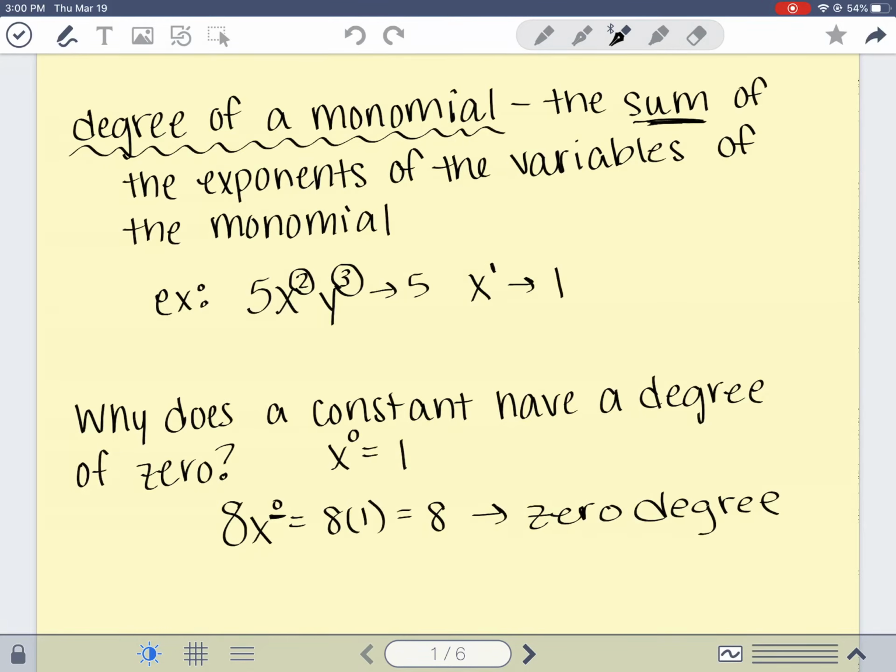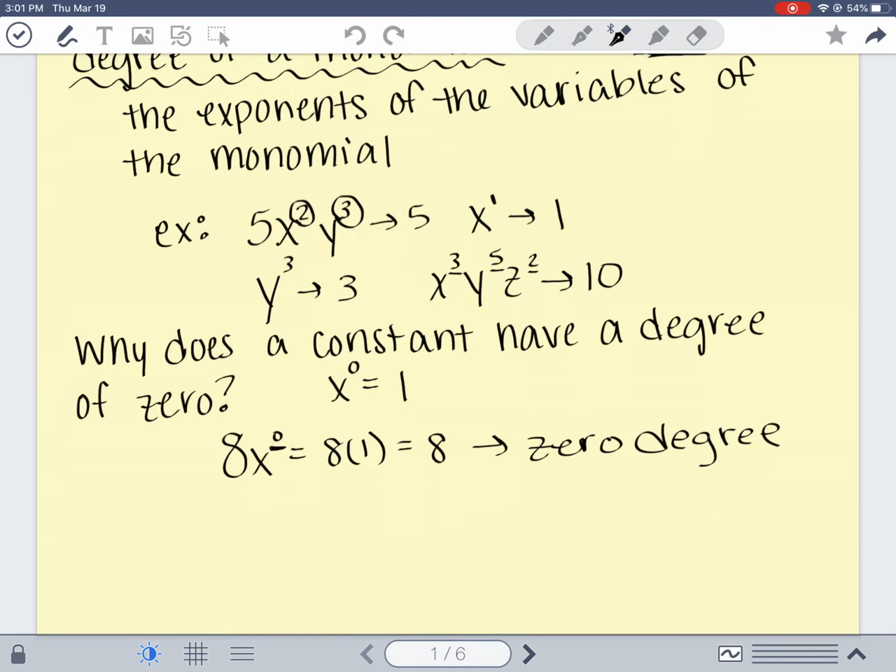All right, so a couple more up here. Let's do y cubed. That would simply have a degree of 3. If I have x cubed, y to the 5th, and z squared, since these are all stuck together, they're all multiplied, I add those exponents together. So 3 plus 5 plus 2. 3 plus 5 gives us 8, plus 2 more has a degree of 10. Okay, so that's how we tell the degree of something.